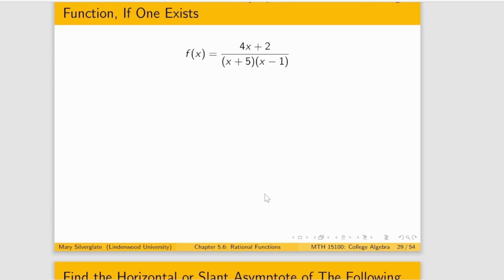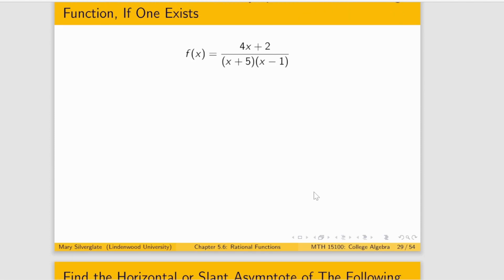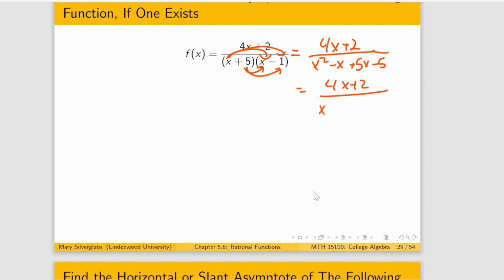So here, if we're going to find the slant or horizontal asymptote, it's already been factored for us, and it doesn't appear to have anything that cancels out. So I'm going to go ahead and re-expand that denominator. That becomes 4x plus 2 over x times x is x squared. X times negative 1 is negative x. 5 times x is positive 5x. 5 times negative 1 is minus 5. Combine like terms on that denominator, so negative x plus 5x is 4x.